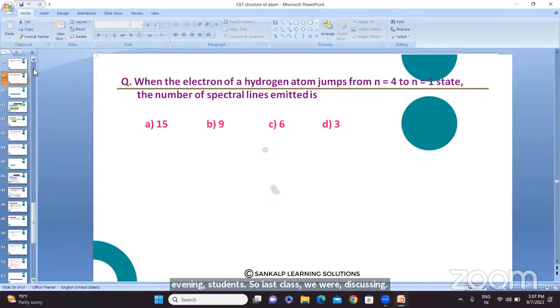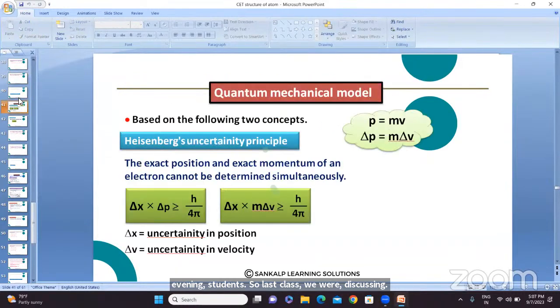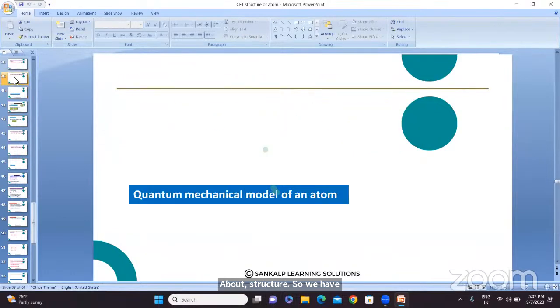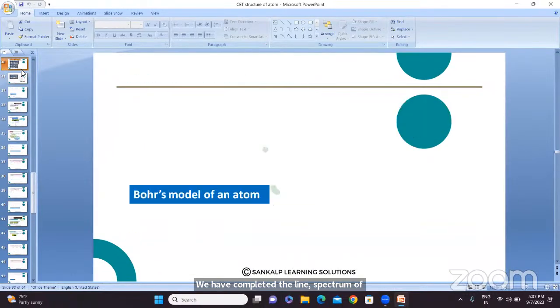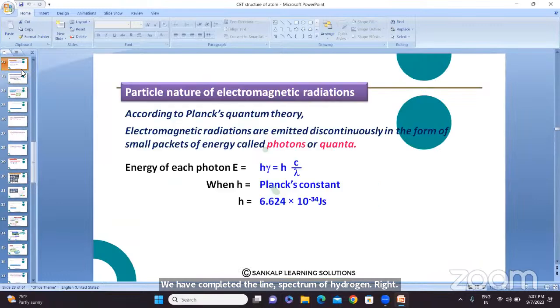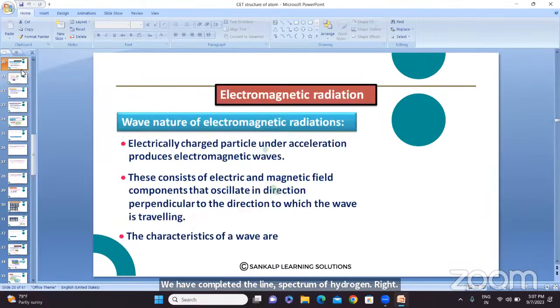Last class we were discussing the structure of atom. We have completed the line spectrum of hydrogen, right? We have completed electromagnetic radiation. We discussed the wave nature of electromagnetic radiation, and we have also studied the particle nature of electromagnetic radiation.